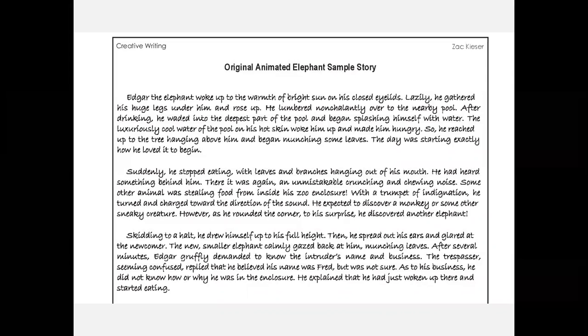Skidding to a halt, he drew himself up to his full height. Then he spread out his ears and glared at the newcomer. The new, smaller elephant calmly gazed back at him, munching leaves. After several minutes, Edgar gruffly demanded to know the intruder's name and business. The trespasser, seeming confused, replied that he believed his name was Fred, but was not sure. As to his business, he did not know how or why he was in the enclosure. He explained that he had just woken up there and started eating.